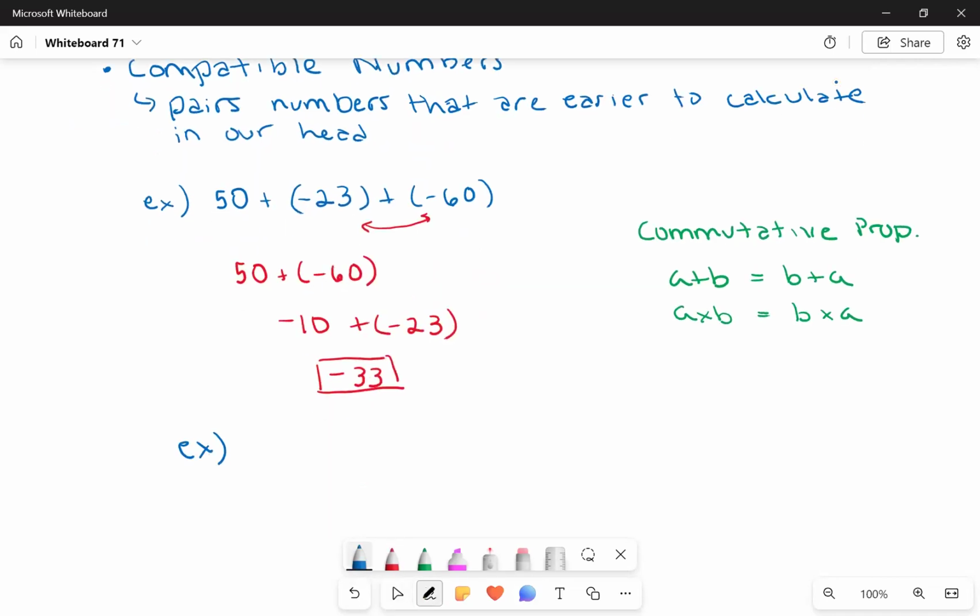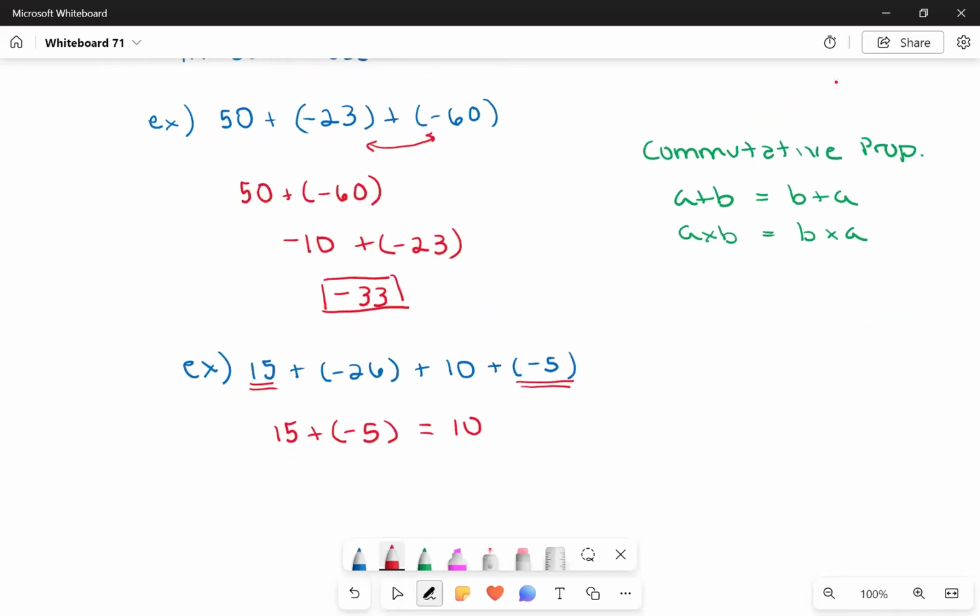Let's try a couple more, to make sure we get it. Let's say we have 15 plus negative 26 plus 10 plus negative 5. The 26 is the one I want to ignore the most. I'm going to combine right off the bat the 15 and the negative 5, mainly because those two are going to add up to 10. Positive 10, right? Because the positive number is bigger, we take the difference between them. So 15 plus negative 5 comes out to 10.